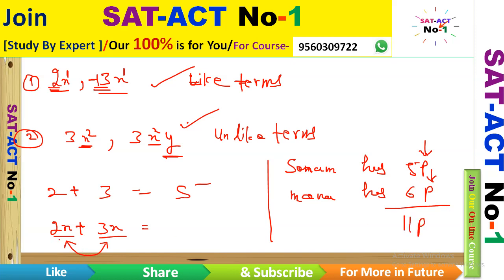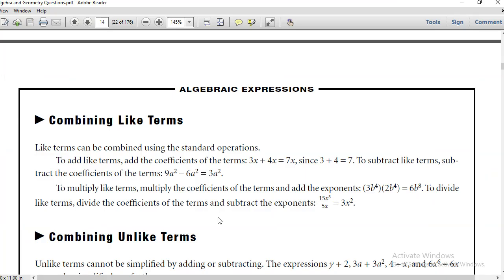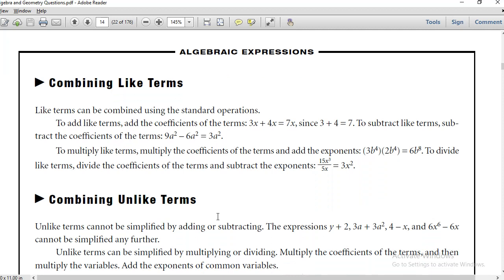So if we talk about how we are going to combine the variables, you simply have to add both the terms. If the variables are the same, that means both are like terms, so you simply add and it becomes 5x. Okay students, I hope you now have the basic idea about combining the terms. Only when there are like terms are we going to combine the variables. Combining the variables means the addition or subtraction of the variables.